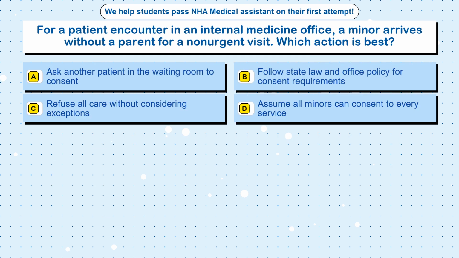Question 34. For a patient encounter in an internal medicine office, a minor arrives without a parent for a non-urgent visit. Which action is best? Option A, ask another patient in the waiting room to consent. Option B, follow state law and office policy for consent requirements. Option C, refuse all care without considering exceptions. Option D, assume all minors can consent to every service.